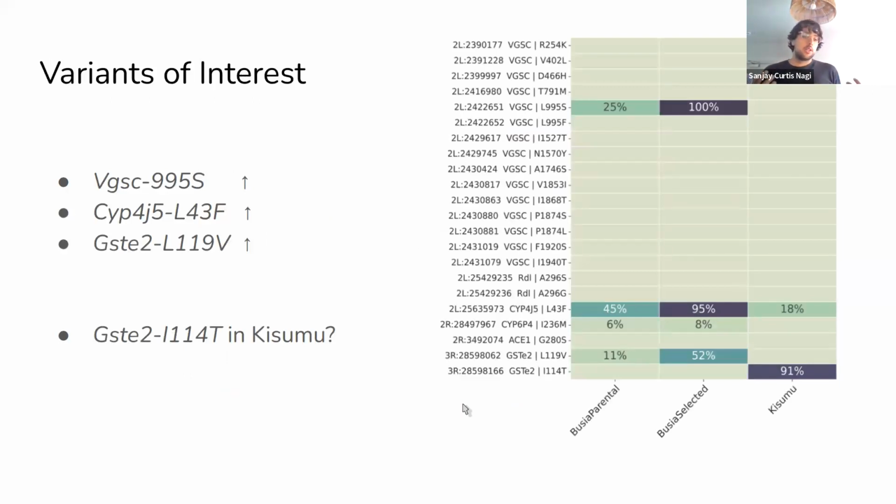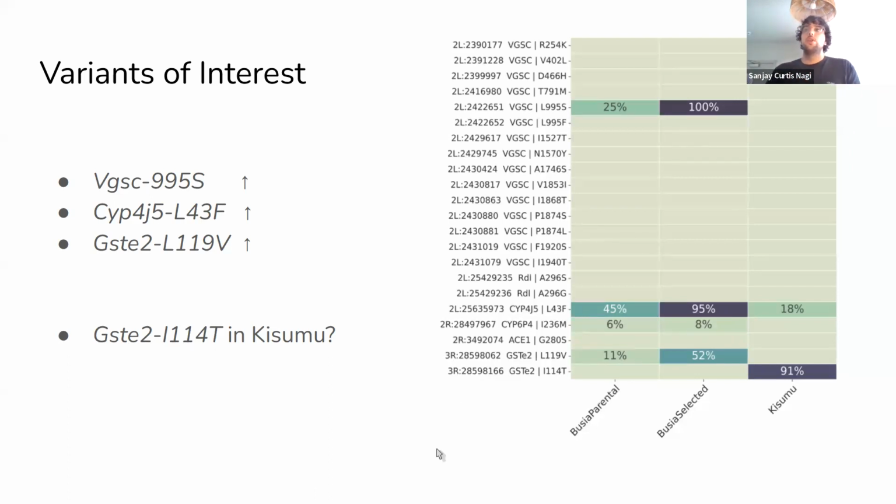So I mentioned, obviously, we are interested in insecticide resistance. And one thing that we can do then is calculate allele frequencies at mutations which we know are important in insecticide resistance. So this figure on the right just shows allele frequencies at a curated list of mutations which we know are important, and their allele frequencies in each group.